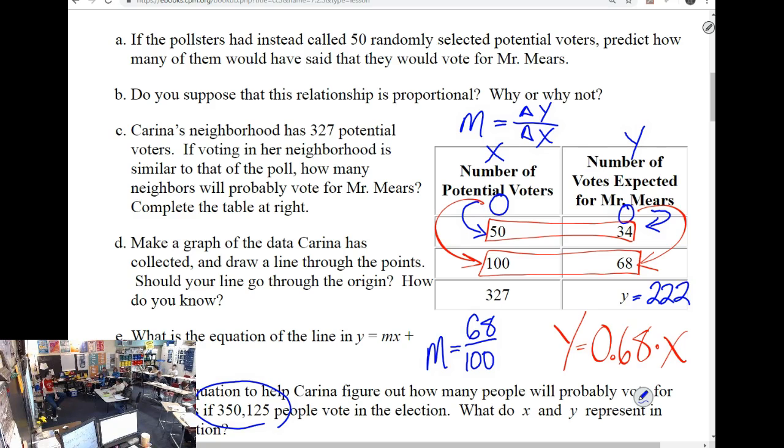Now, some of you process through this in a few different ways. That's fine. But when we start working with really big values, like the 350,125 people, you have to know how to work with that. Again, think to yourself, does this make sense? More than half of the people vote for Mr. Mears, and less than 3/4, or less than 75%. You can have all these statements in your head. Of course, if you get a number bigger than 350,000, it's probably wrong, because you can't have more votes for the dude than you have total voters. That wouldn't fall unless someone's cheating. So, if we go 0.68 times 350,125 people, what do we get?